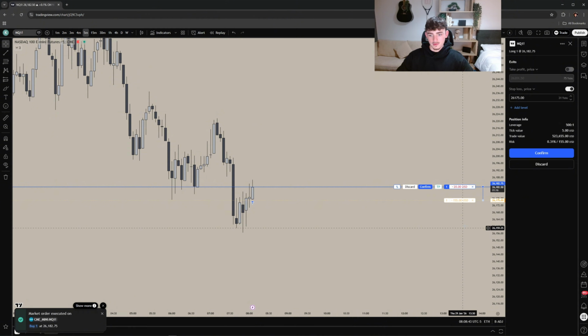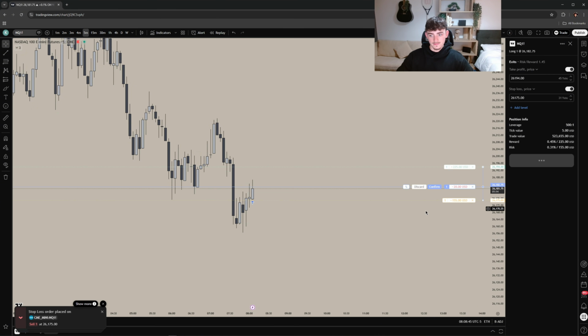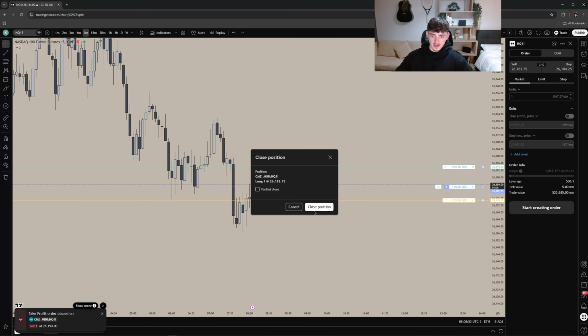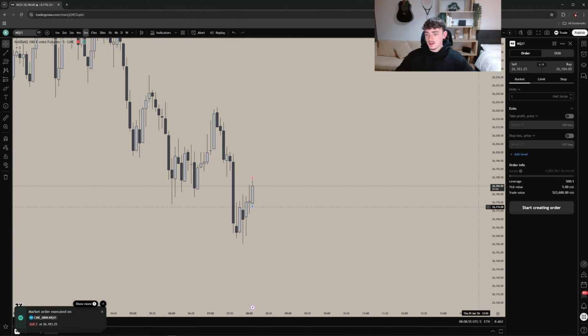There we go. Stop loss here. Take profit here. There we go. That's your trade. So you're anticipating the price is going to come up here before it goes on here. But if it does go down here, it's not a problem. Okay. Right. Let's get out of that. Close position. And then you can see the executions are there.